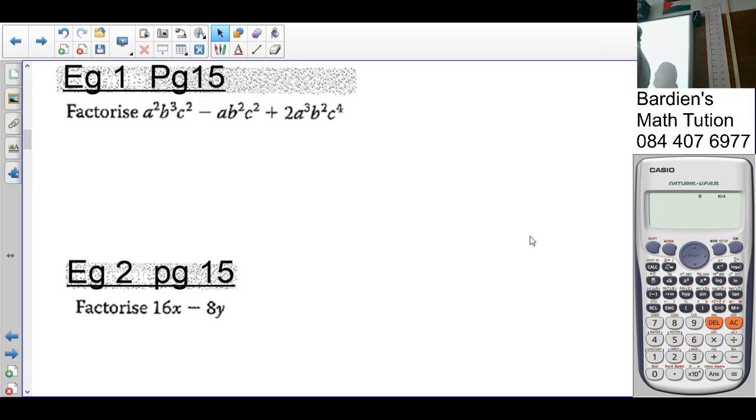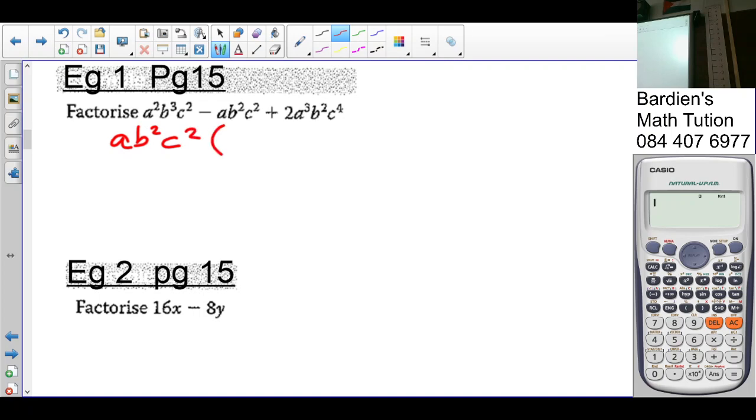Yes? Okay. So what is common in the first example on page 15? a, b squared, c squared. That's the highest common factor. I could have said c, but c squared is in all of them. What are we then left with? a, b squared, c squared multiplied by what is going to give you a squared, b cubed, c squared? ab. a, b squared, c squared multiplied by what is going to give you negative a, b squared, c squared? Negative 1. As you can see, we took out the whole term as the common factor. Whenever you're taking out the whole term as a common factor, you're left with 1. Why? When we multiply this out again, a, b squared, c squared multiplied by negative 1 is going to give you negative a, b squared, c squared. Does that make sense?